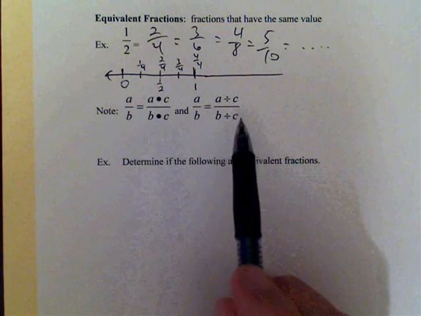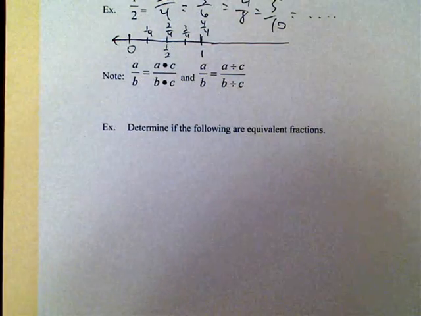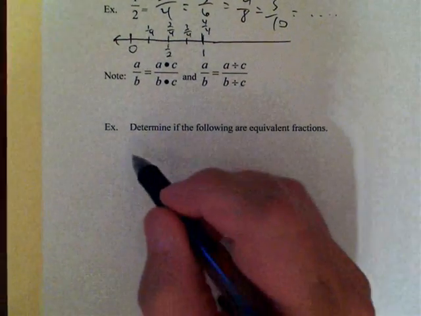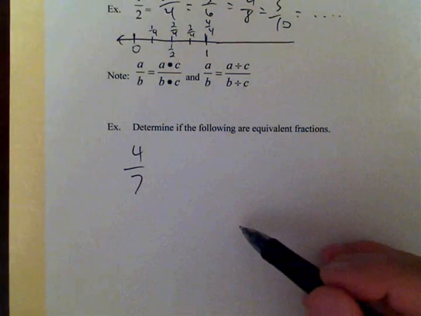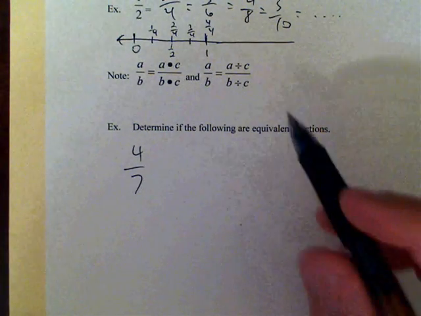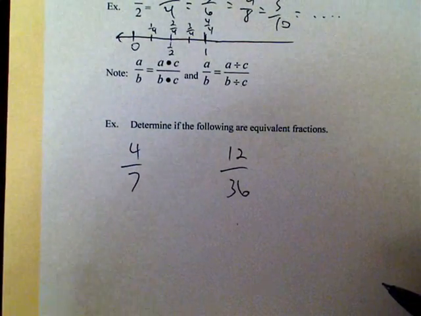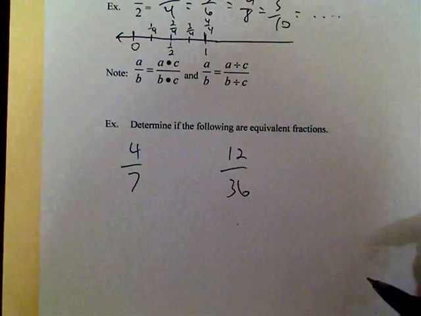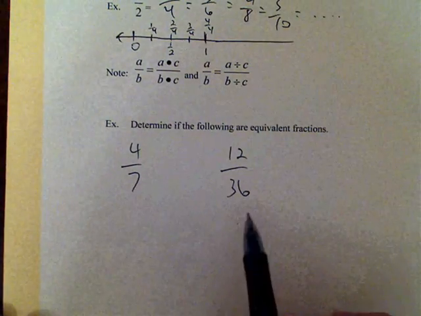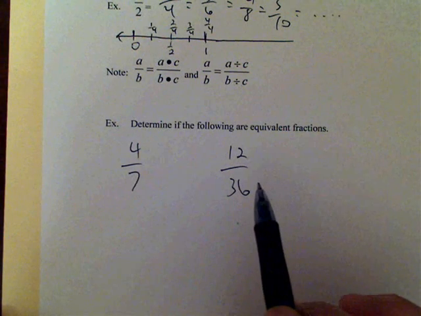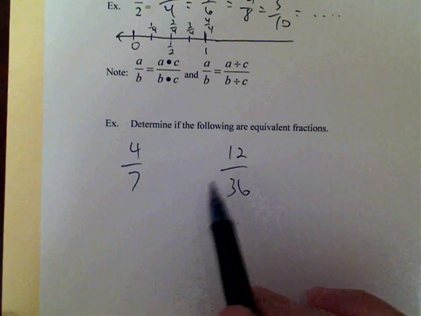Now this question right here is an application of equivalent fractions. Let's see if we can find a couple ways to do these. Let's take 4/7 and compare it to 12 over 36. I'm going to show you two ways to do a problem like this. It doesn't matter which way you do it, you'll get the same result. These aren't equal as far as how they look, but they could be equivalent as far as whether they equal the same value. So one procedure is to reduce.